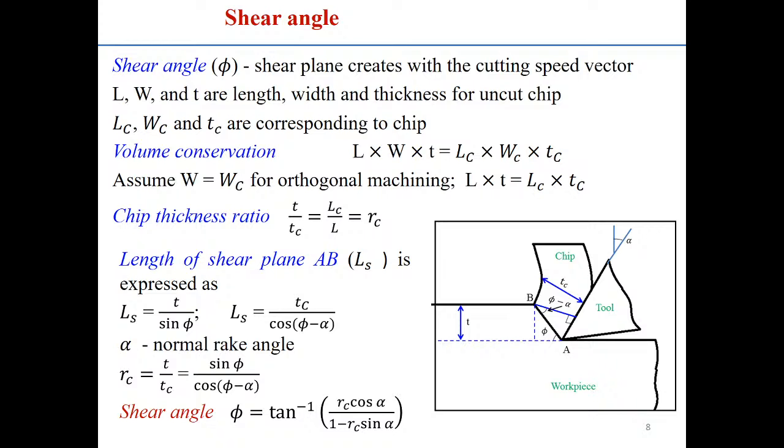Basically we represent it this way because the chip thickness ratio is easy to measure: experimentally we can measure the chip thickness after chip formation, and before cutting we can also measure t. That represents rc, and the rake angle alpha of a tool is well defined. From these values we can estimate what the shear angle may be in the particular situation. So the shear angle depends on the chip thickness ratio as well as the rake angle. It can vary: if the chip thickness ratio or the tool rake angle is different, then the shear angle can vary.